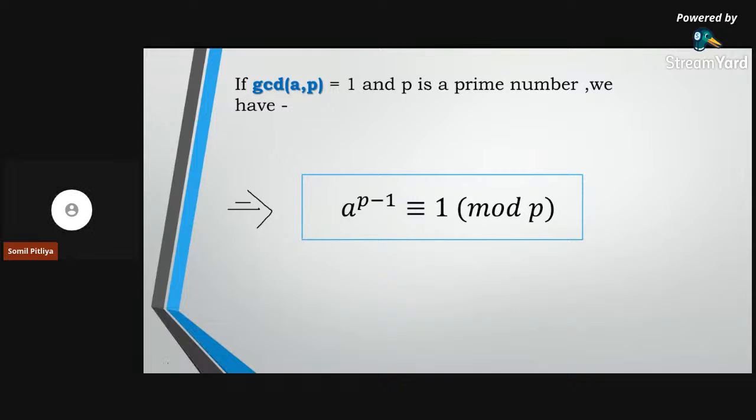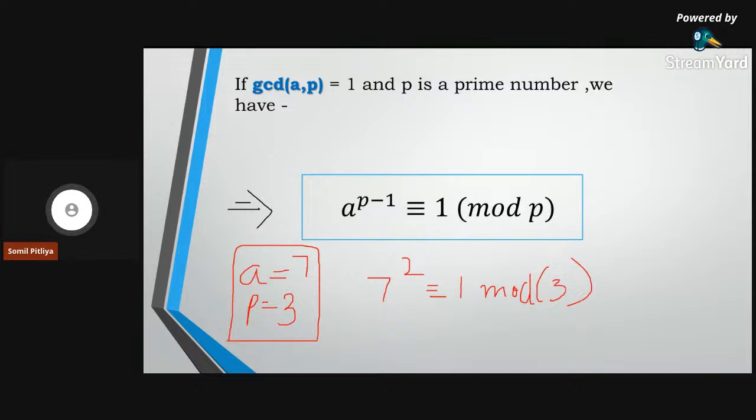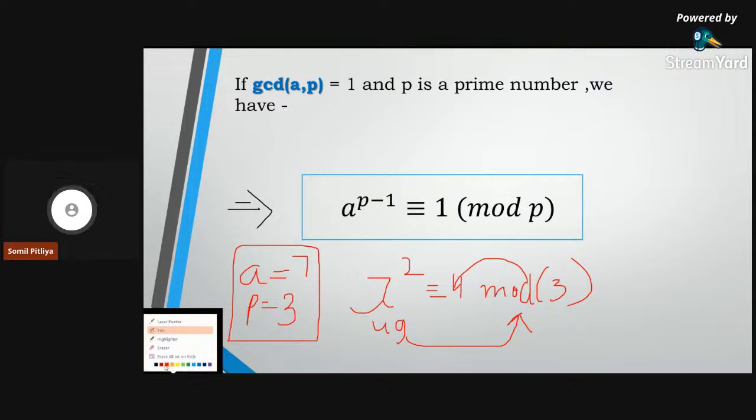For example, let's take a equals 7, and let's take p equals 3. Now as the GCD of 7 comma 3 is 1, I can apply Fermat's theorem and write down that 7 raised to power 3 minus 1, which is 2, is congruent to 1 mod p, which is 3. So if I write down 7 squared, which is 49, and 49 when divided by 3, the remainder is coming out to be 1. So this is the Fermat theorem statement.